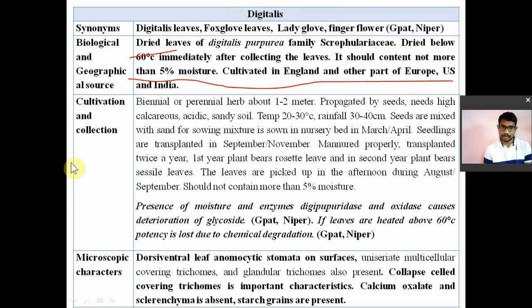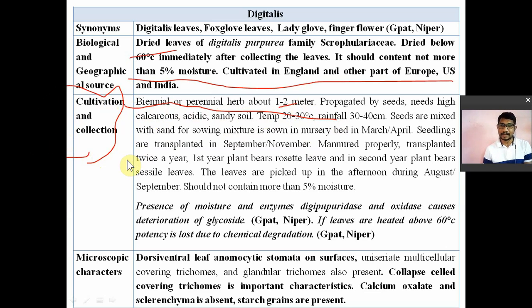Okay, now cultivation and collection. It is not much important for your exam, but we'll see. It is a biennial or perennial herb. Biennial means two times, that is, there will be two crops in one year. Perennial means only one. The height will be about 1 to 2 meters.